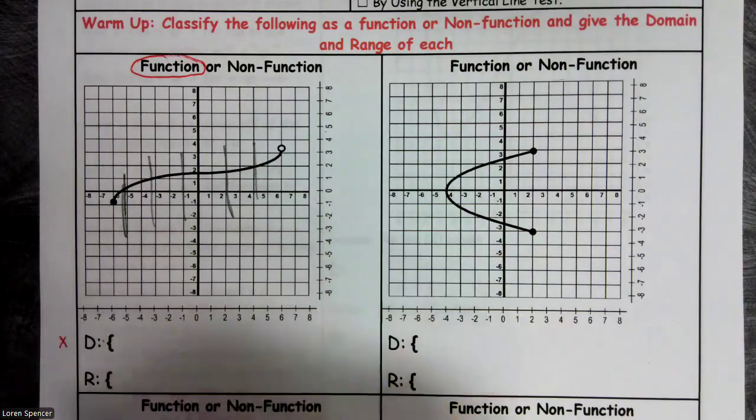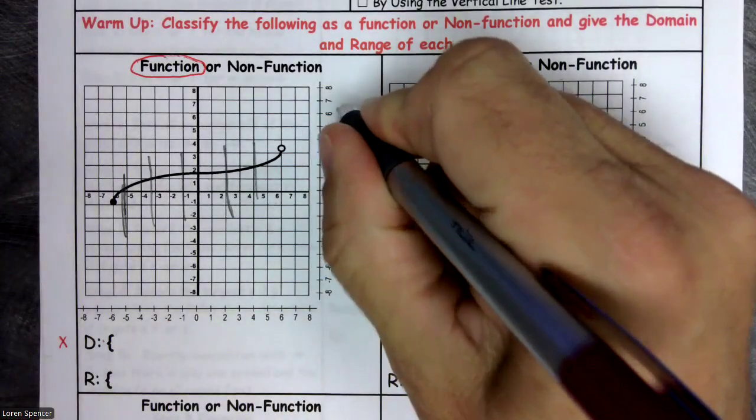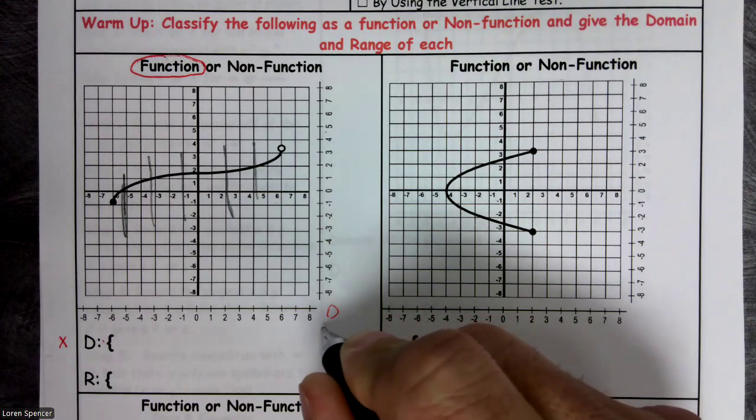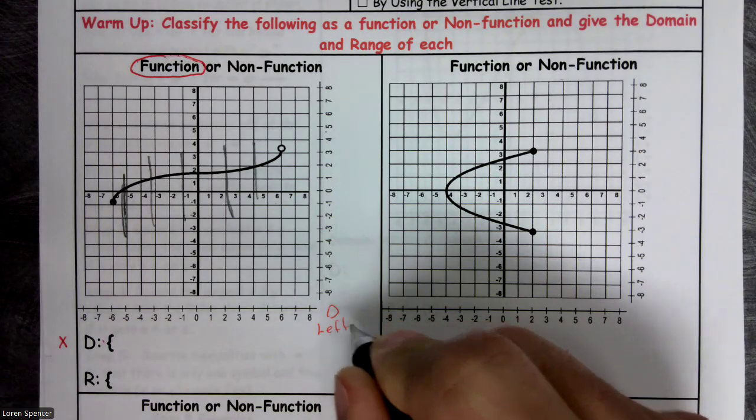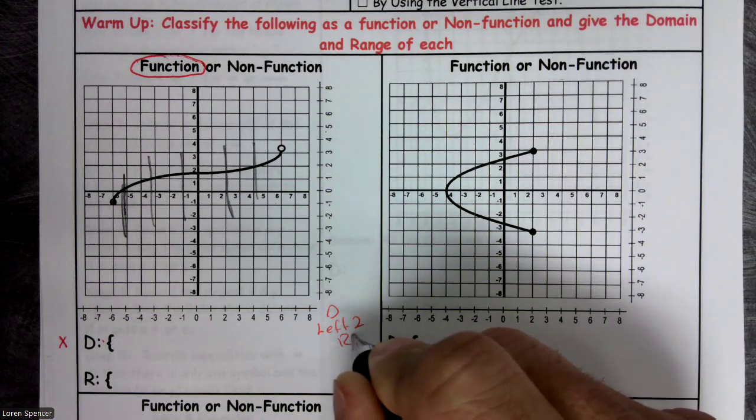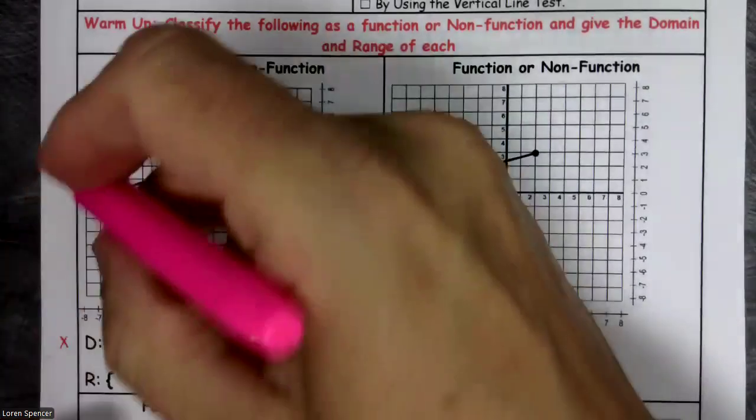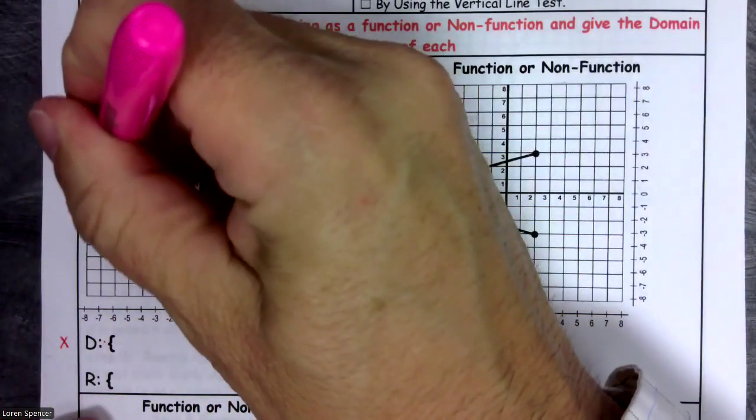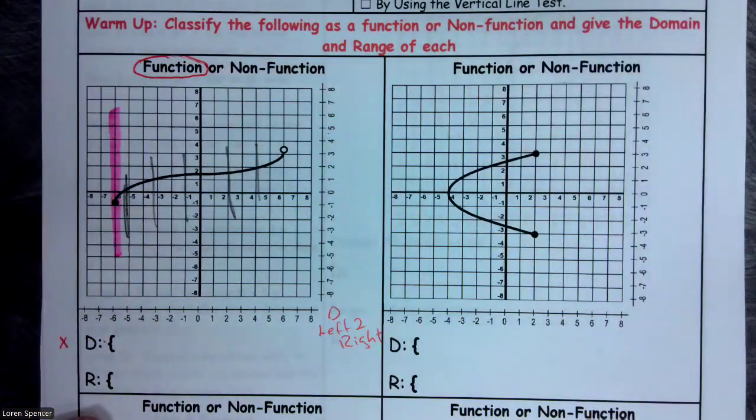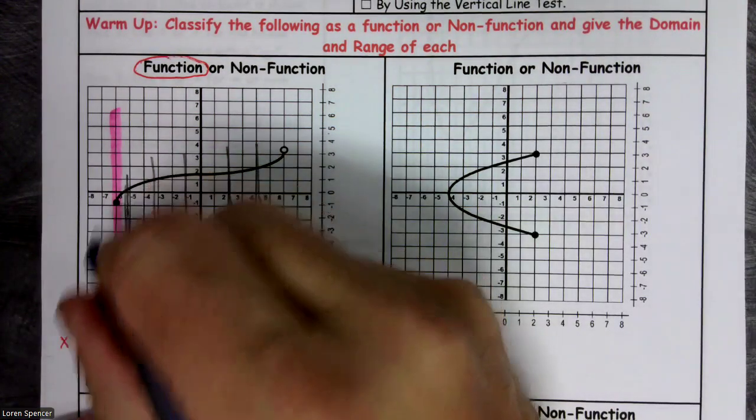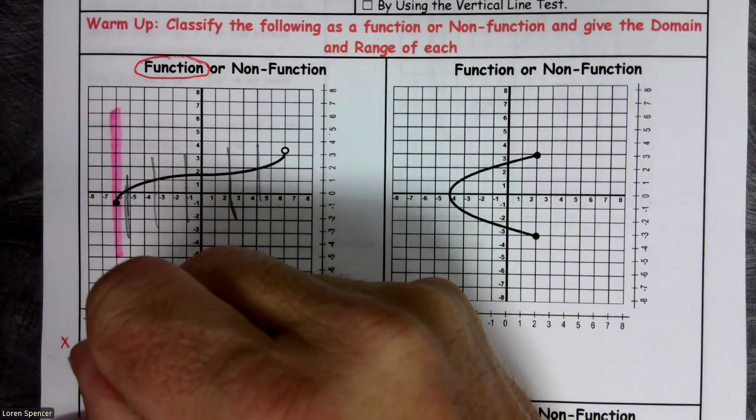Okay, so the very first thing is domain. Domain is the x's. Domain is left to right. So we're going to start at farthest to the left, and furthest to the left is right here. That looks like it's at -6, so we'll go ahead and mark -6, and we have a solid.